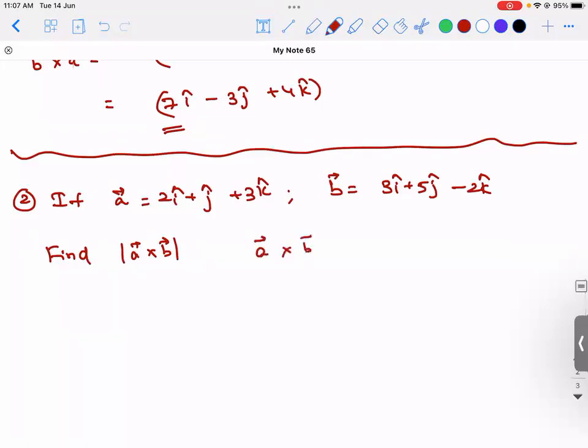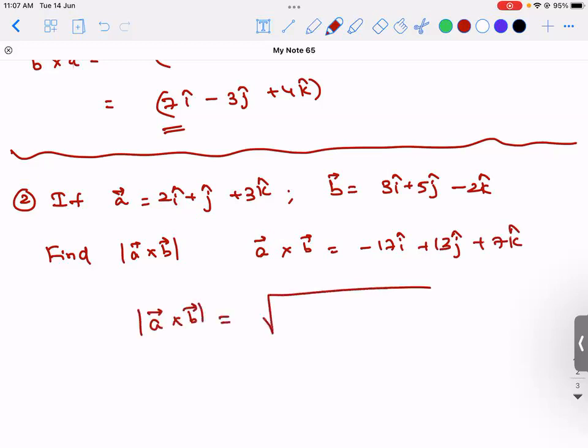What is it? So, minus 17i cap plus 13j cap plus 7k cap. If I find the magnitude of this, how much? 17 square plus 13 square plus 7 square. Next.